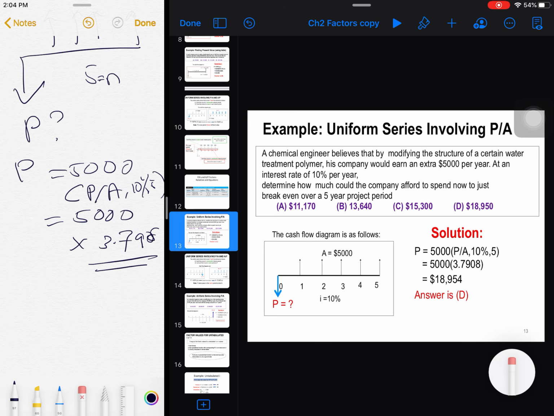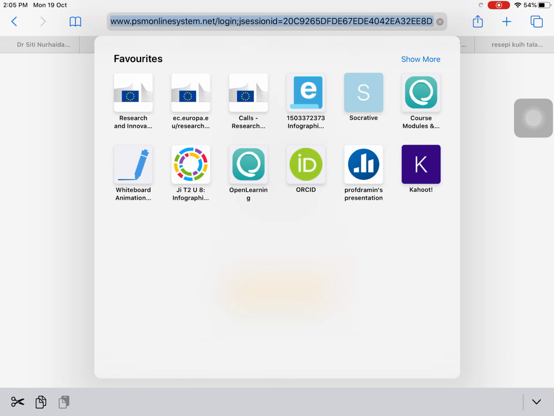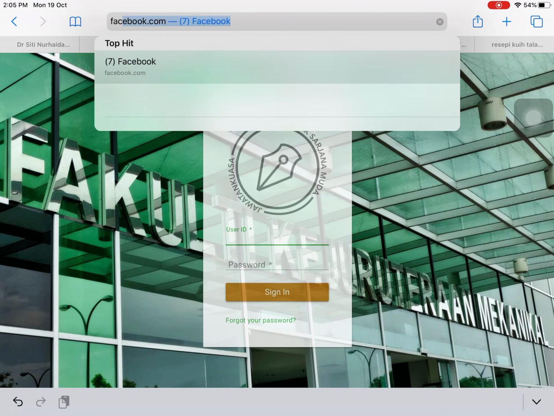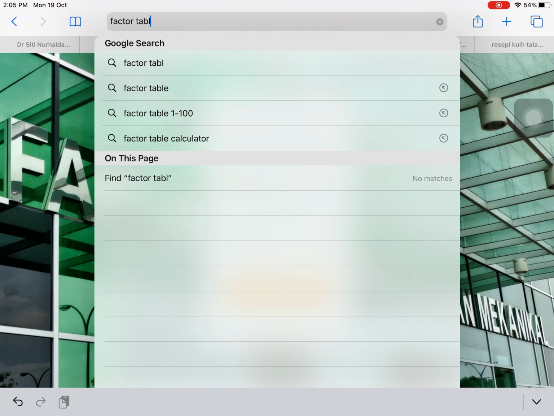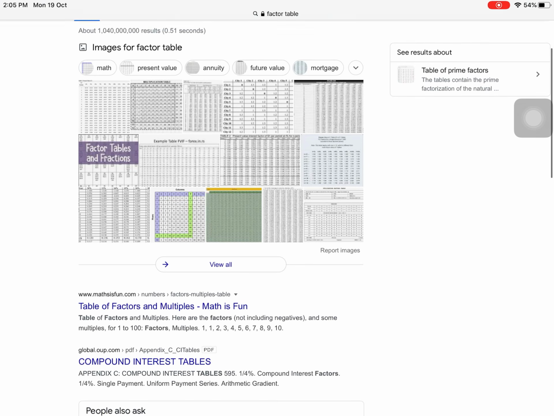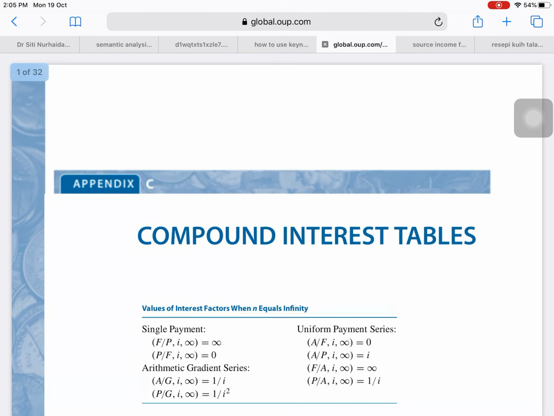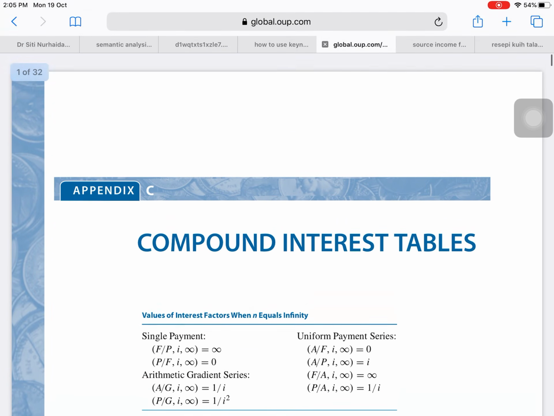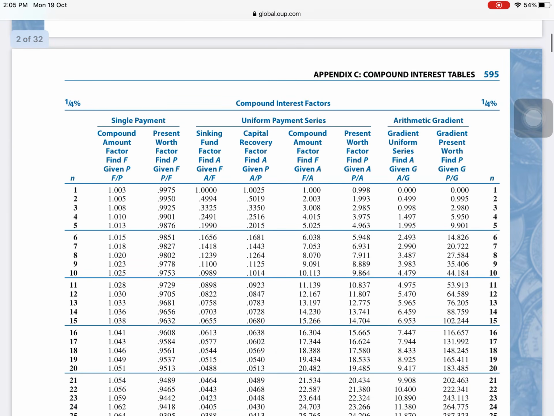Where do we get this value? Let me show you how. You can easily go to a website. What you want is the factor table, the compound interest table. Okay, this is the table that I've been wanting to show you actually. So you can have this.